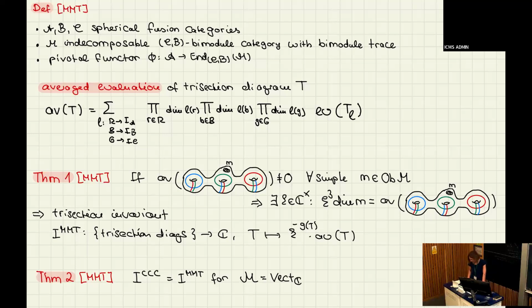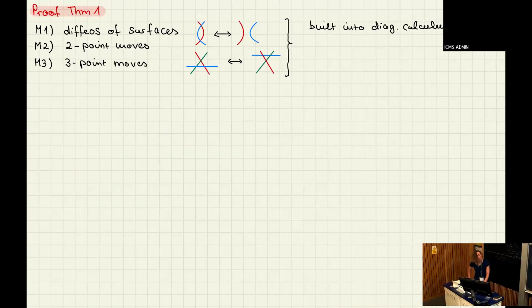Okay, I want to say a little bit about how to prove this. The first theorem, that we get a trisection invariant, is not so difficult, because the first three moves are already built into the diagrammatic calculus. If I apply a diffeomorphism to the surface, then basically nothing changes because all these curves are carried with it. And this is very simple. The 2-point move and the 3-point move are also built into the diagrammatic calculus. So this here is the invertibility of the coherence isomorphisms. And this here is like the naturality of the coherence isomorphisms. So there's not much to do here.